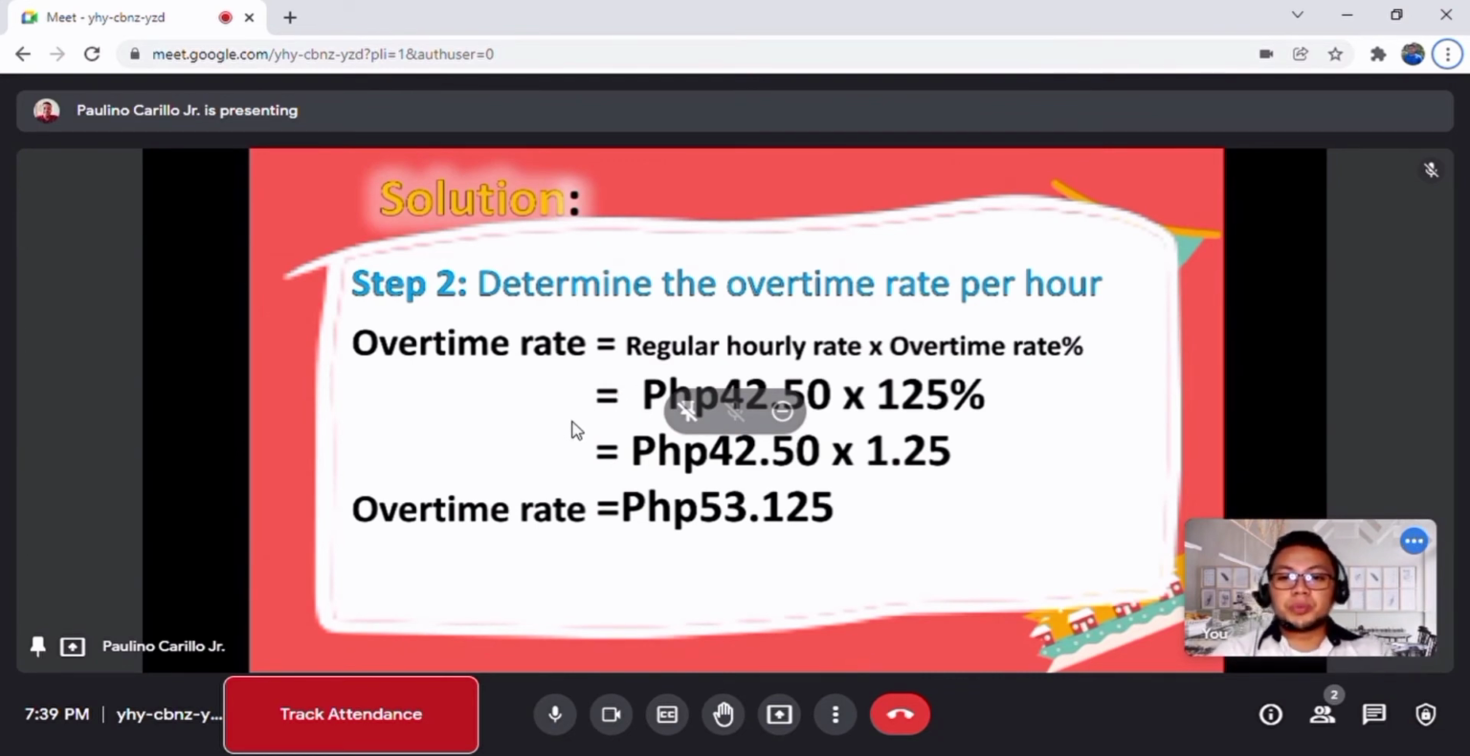Since we need to compute the 10-hour rate of Myrna on a regular day, we need to compute the overtime rate. Now, her regular hourly rate is 42 pesos and 50 centavos as we computed earlier. Then, using our calculator, we just need to multiply 42.50 pesos by 125% or 1.25, and we'll get an overtime rate of 53 pesos and 125 centavos per hour. Now, if she worked for 3 or 4 hours, we simply multiply this by the number of overtime hours to get our overtime pay.